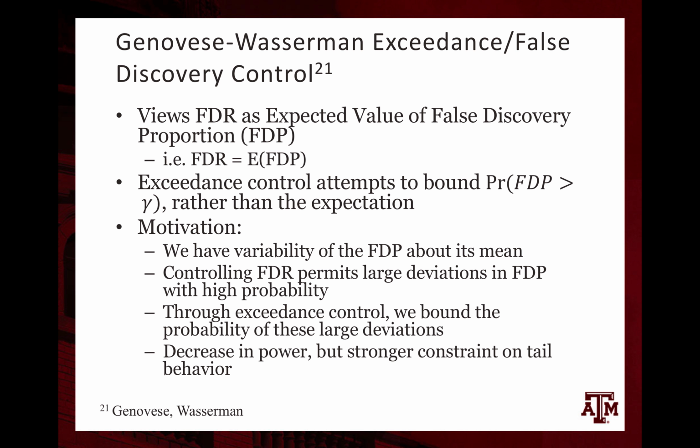Controlling the false discovery rate, such as Benjamini and Hochberg do, permits large deviations in the false discovery proportion with a very high probability. Through this exceedance control, we're basically bounding the probability of these large deviations, which results in a decrease in power, but then a stronger constraint on tail behavior. So if you're a researcher concerned about some sort of tail event throwing things off for you, you can use this method, accepting a decrease in power, but if that's the big concern as an extreme event, you're sort of reining that in.